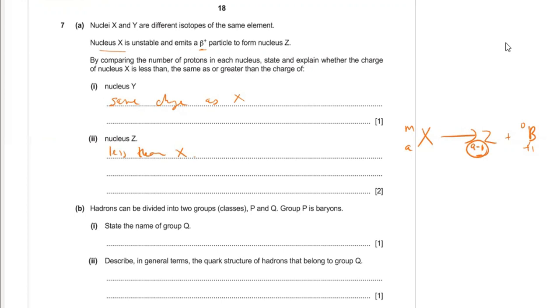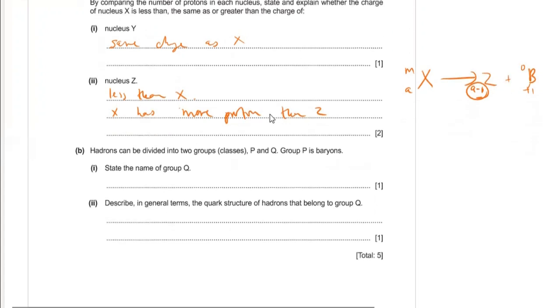So nucleus Z has less charge than that of X and Y, because X has one more proton, it has a greater proton number than Z, so that you can get the 2 marks.